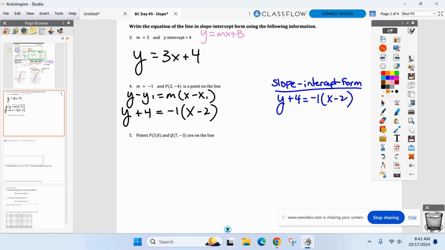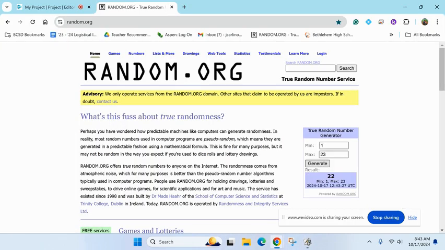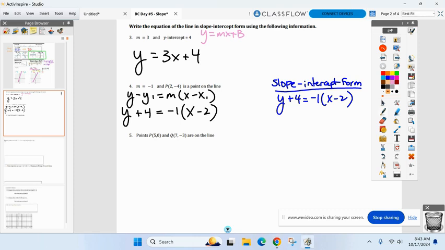Clean it up. Now, what do I mean by clean it up? What do we have to do with that -1? Distribute it. Go ahead, distribute it for me. Take that -1 and distribute it. y plus 4 equals -x plus 2. And you guys know slope intercept has to be y equals.